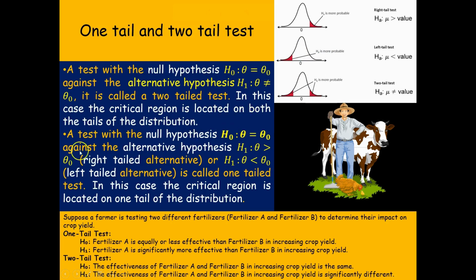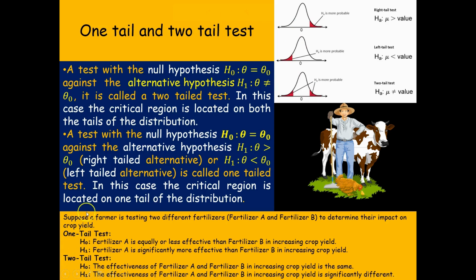A test with a null hypothesis like this, a right tail or a left tail, is called a one-tail test. In this, the critical region is located on one tail of the distribution. If it is on both sides, it is a two-tail test, like in this figure here. And if it is on only one side, it is a right tail if it is on the right side, and a left tail if it is on the left side.